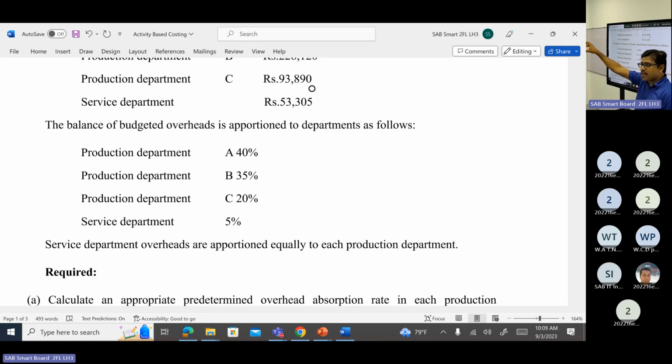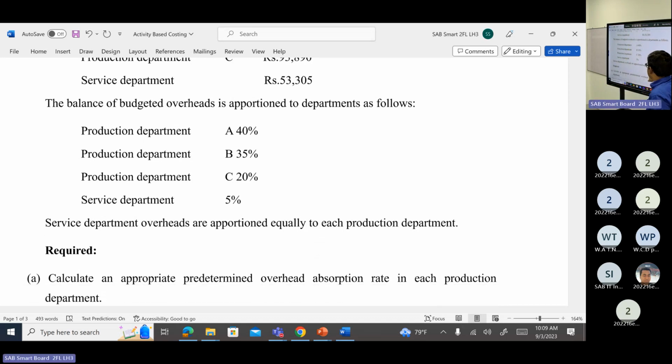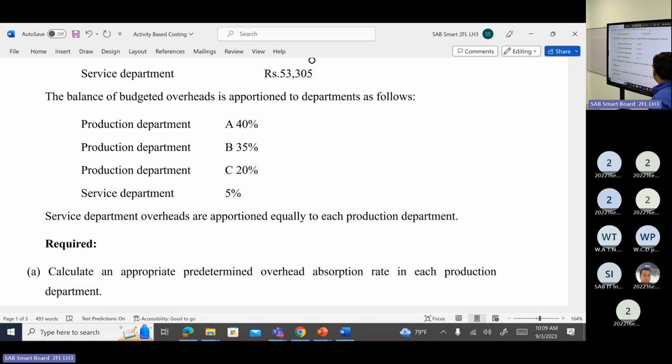Then the service department overhead cost you have to reapportion equally. So calculate the appropriate predetermined overhead absorption rate of each production department. This is using the traditional overhead costing system. Traditional system.